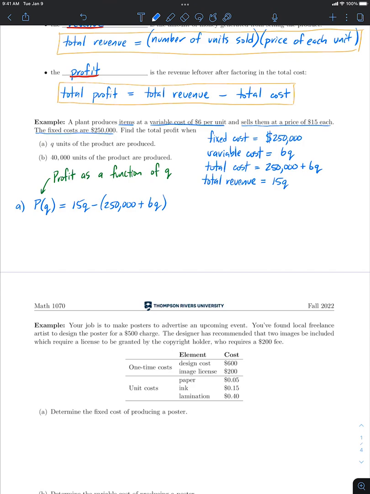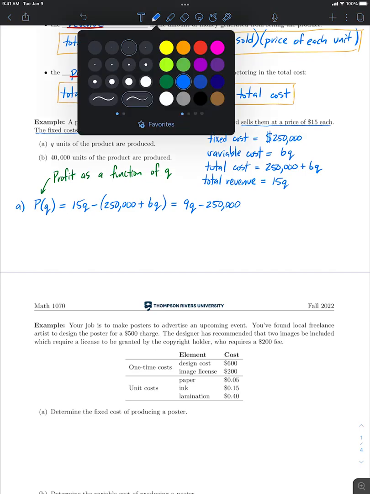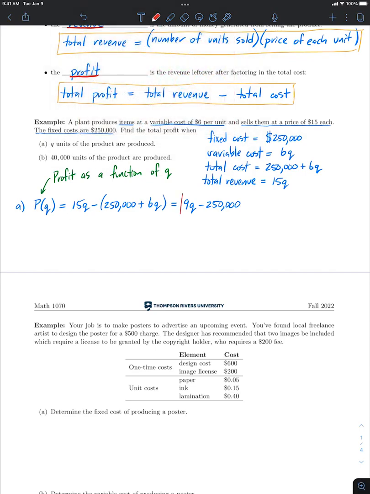Okay, so perform that subtraction. What you're going to do is distribute that negative into the brackets, and you're going to have 15Q minus 250,000 minus 6Q. Then when you collect your like terms, what you're going to end up with here is 9Q minus 250,000. Okay, and that is your profit in terms of Q. If you assume that Q is the number of units you produce and sell, then 9Q minus 250,000 is the formula that you can use to compute your total profit.